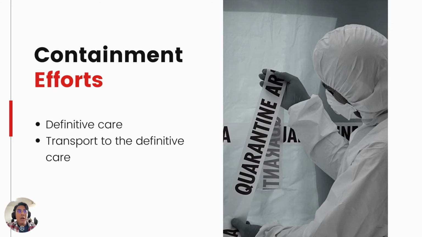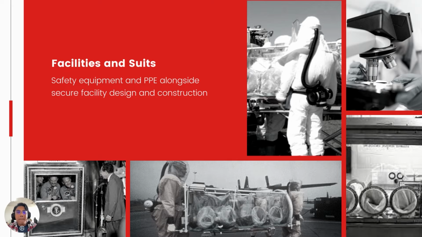Sufficient containment efforts must be done, where two important characteristics must be taken into consideration, and that is definitive care and transport to the definitive care. Safety equipment must be provided and worn to work with bioweapon products. Sufficient laboratory practice, PPE, closed containers, and other controls designed to remove or minimize exposure to hazardous biological materials are all factors that need to be taken into consideration when dealing with dangerous materials.